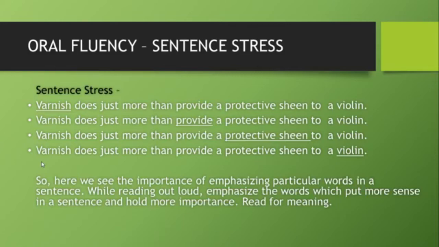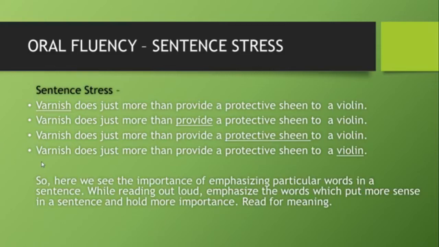So did you see that "does just more than" was not that much emphasized? I did not lay much emphasis on these words, I just rushed through it. And "to" and "a" were also somewhat crushed by me in between sheen and violin. Sheen to a violin, sheen to a violin. So "to" is just "tuh". I try to contract it, I try to compress it.